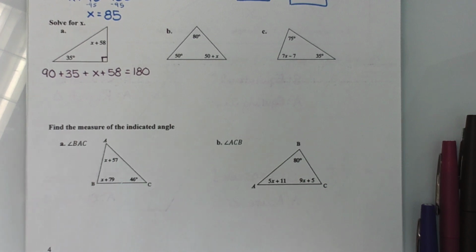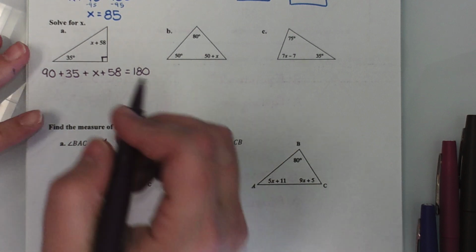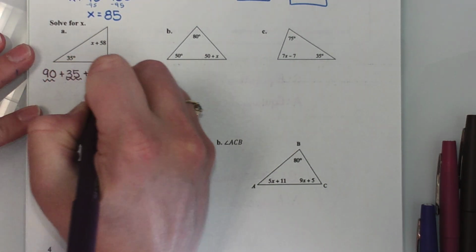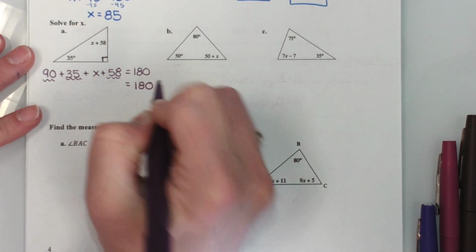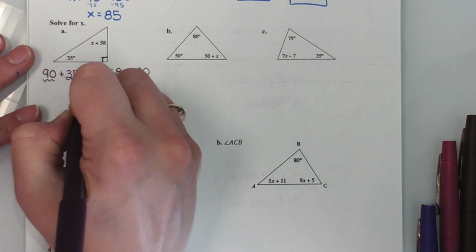Dom, you have a question or you want to tell me what to do next? I'll answer it. Okay, I'm going to go to my name cards for that, but I appreciate it. Dominic, what should I do at this point? Combine like terms. What are the like terms? 90, 35, and 58. Make sure you're getting all 3. The 180 on the other side's not being touched. The x isn't really doing much.